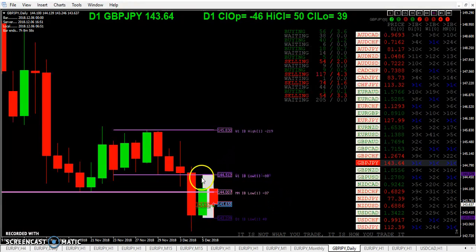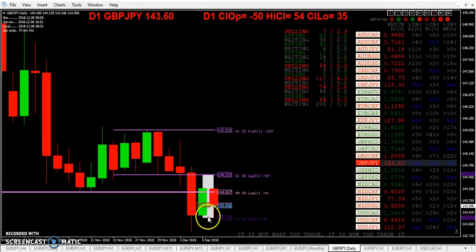So what's an inside bar? If a bar's high is less than the previous bar's high, and the bar's low is higher than the previous bar's low, then that bar's an inside bar. So you see here, we got a daily inside bar. Now, why is this significant? It's significant because usually when you have an inside bar, there will be a move either above the inside bar's high, or below the inside bar's low.